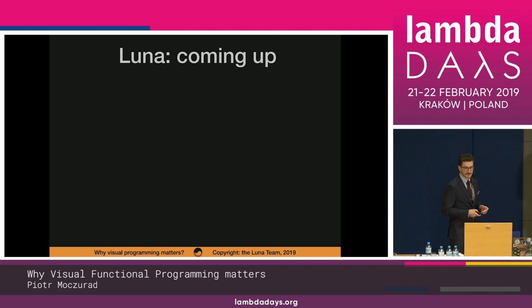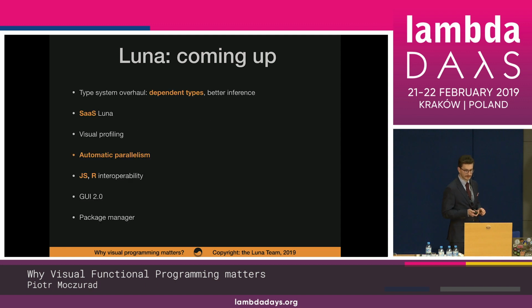Right, but what's exciting is what's next for Luna. Over the course of the next, let's say year, you can expect a major type system overhaul to include some more fancy features like dependent types, or maybe a rewrite of the inferencer. There will be a software as a service version of Luna where you run the user interface in your browser, and the computation actually happens on someone else's computers.